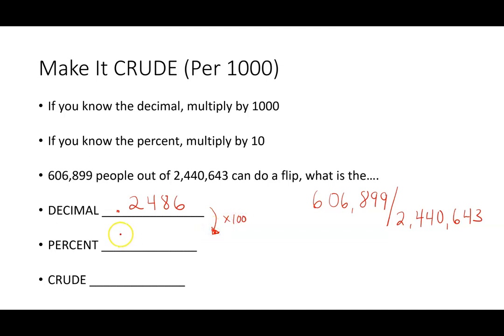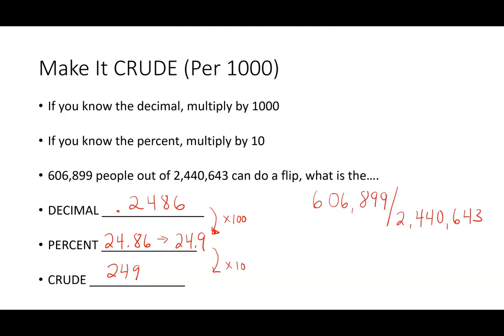And if we do that, we're going to get 24.86. And of course, I could round that to 24.9 if I wanted to. That's this nice simple round. And then crude value, now in this case, I'm going to then multiply that again by 10. And you're like, well, why would you do that? Well, that means that for every 1,000 people, 249 of them are going to be able to do whatever it is.